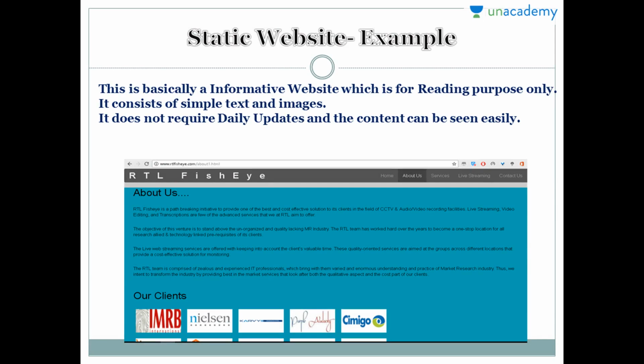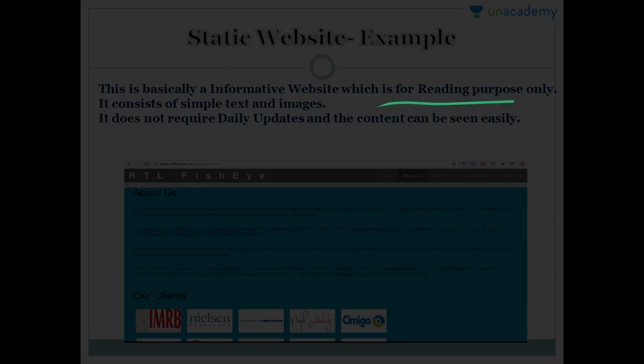So you can see an example of a static website. This is rtlfisheye.com, and you can see on this page only information about the company is given. This is normal text and these are the images. So this is a static website which only consists of information, and it is used for reading purposes only. This website is used for education purposes or for a portfolio.